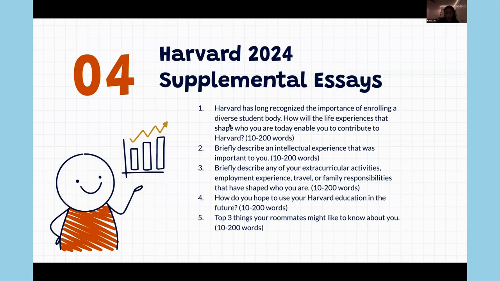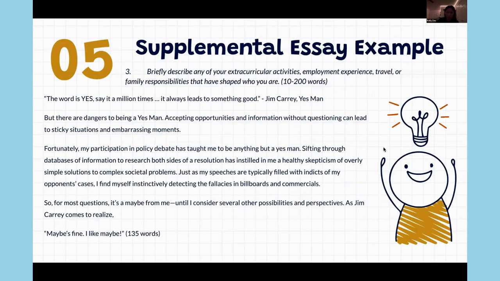Yeah, so we've looked at essays 1 and 2. And now we're going to look at essay number 3. And for this, we have 2 examples. Well, first, the question is briefly describe any of your extracurricular activities, employment experience, travel, or family responsibilities that have helped shape who you are.